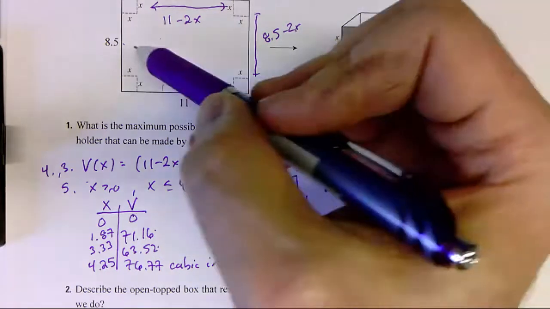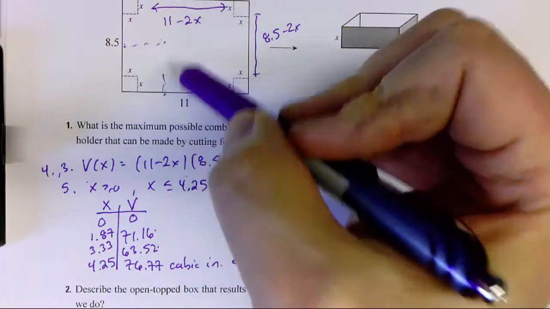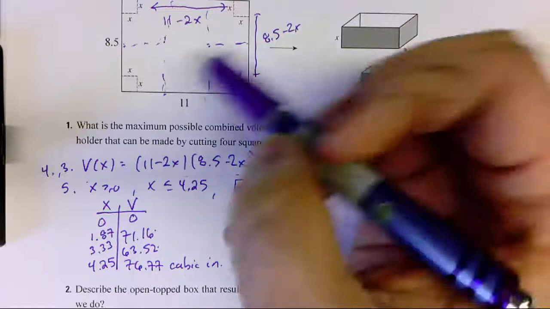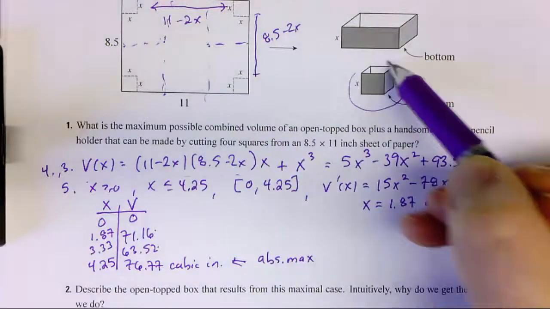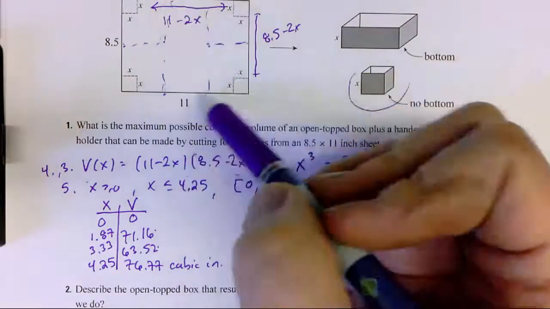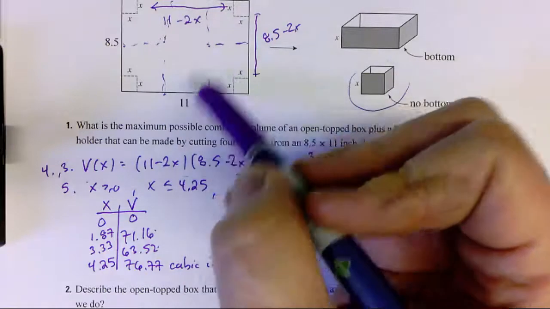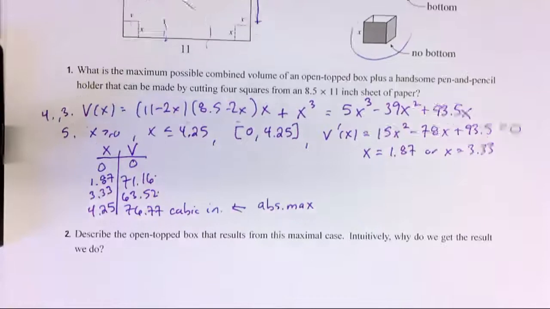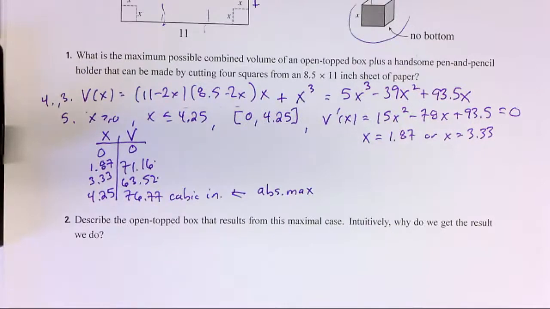So what am I doing? I'm going to cut half of this side off into 2 squares, half of this side off into 2 squares, and I'm going to fold it up and make a pencil holder. And I have no corners here now, so this middle part I'm just going to discard. And that gives me the most possible volume.